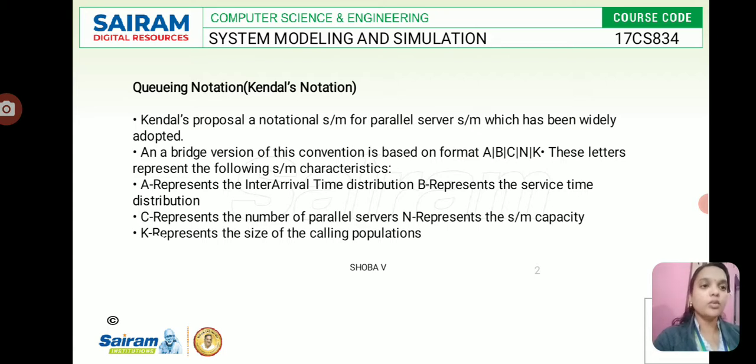Why are we using these notations? Because a queuing process is long, and the notation is based on A, B, C, N, K, and we'll see how to simplify it one by one. The basic things here are the inter-arrival time distribution, the service time distribution, how many parallel servers there are, and whether the system has a limited capacity, with maximum and minimum capacity.